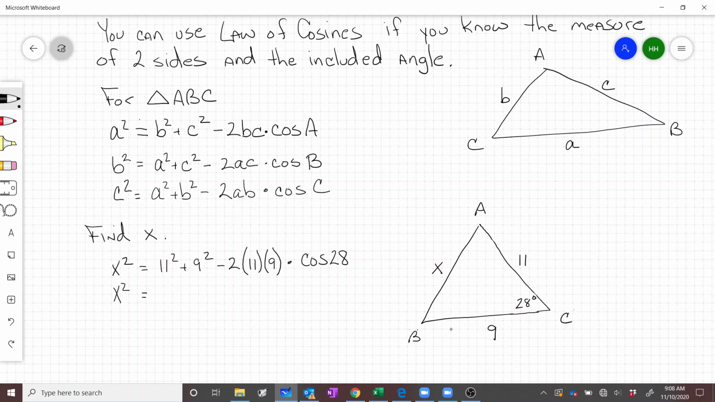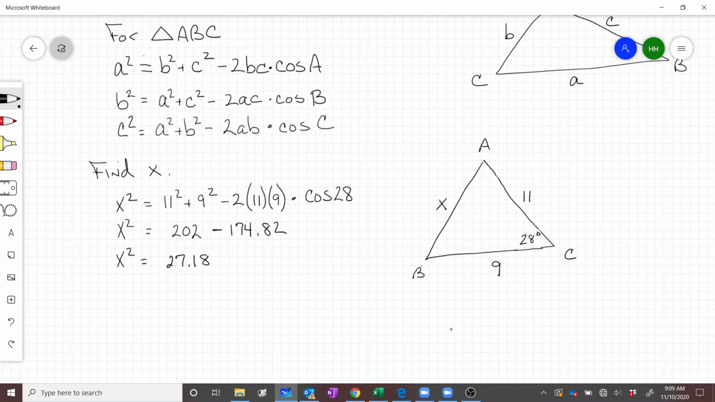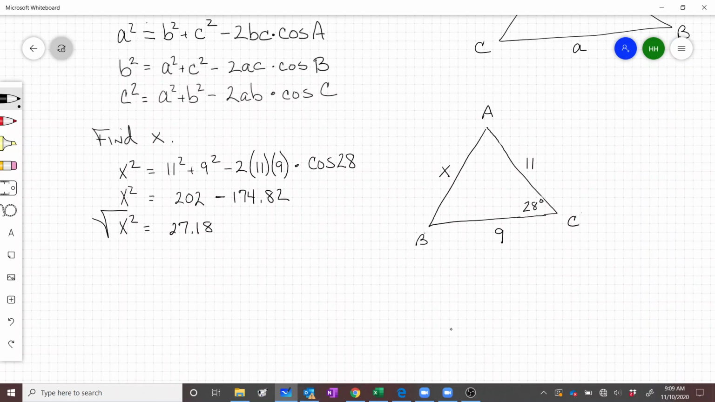So our x squared is going to be equal to, in your calculator, do 11 squared plus 9 squared first. 11 x squared plus 9 x squared, hit equals, 202. Minus. Now, you got 202 minus. You can do everything else in the calculator. So you got 2 times 11 times 9 times 28 cosine. Do you get 174.82? Good. Alright, so our x squared is equal to 202 minus 174.82, 27.18. And then if we find the square root of both sides here, then our x is equal to 5.2.